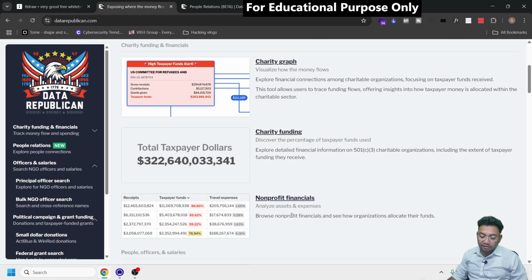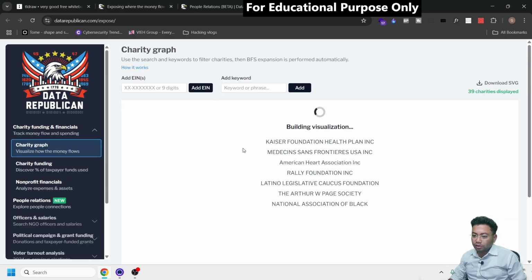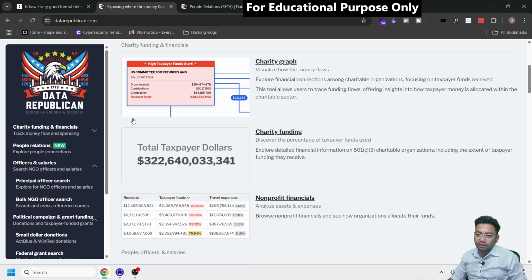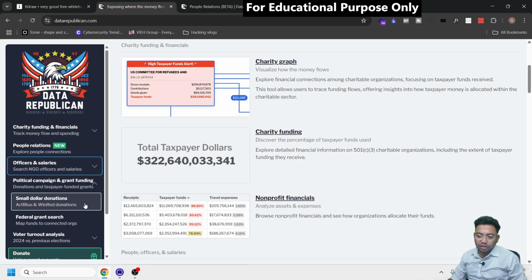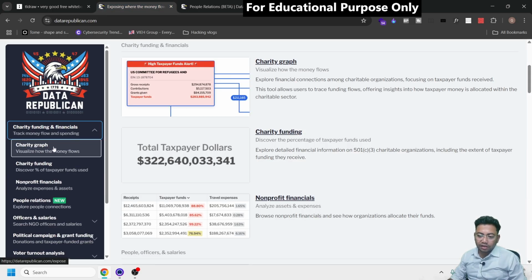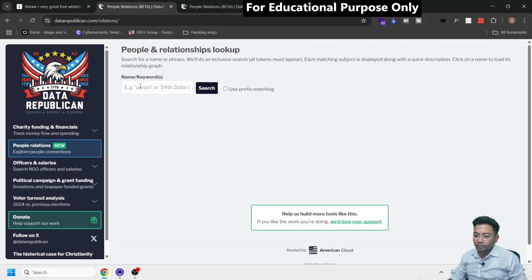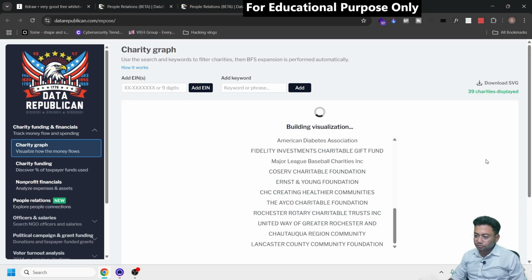Here you can access the financial records of charities and NGOs, making it easier than ever to follow the money. We'll be exploring all those sections to understand exactly what information we can get. First, let me check out this specific section, Charity and Fund. You need to enter the name or any keyword that specifies an organization. Just enter it here and you will get plenty of results.